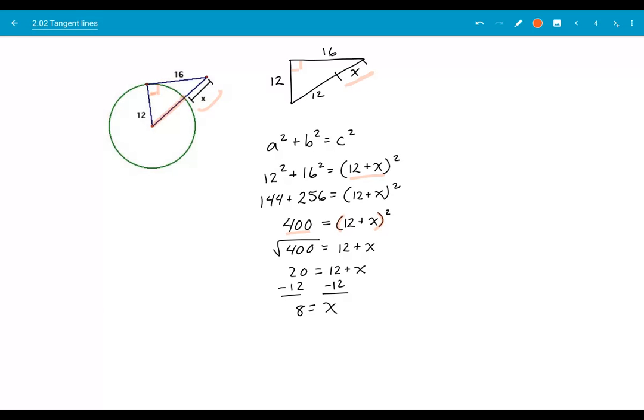So, tangent lines are very helpful because they tend to form right triangles. Now, you can determine if it is a right triangle using the Pythagorean theorem, or you can use the Pythagorean theorem even if you have to add pieces together to make one of the sides of the triangle.